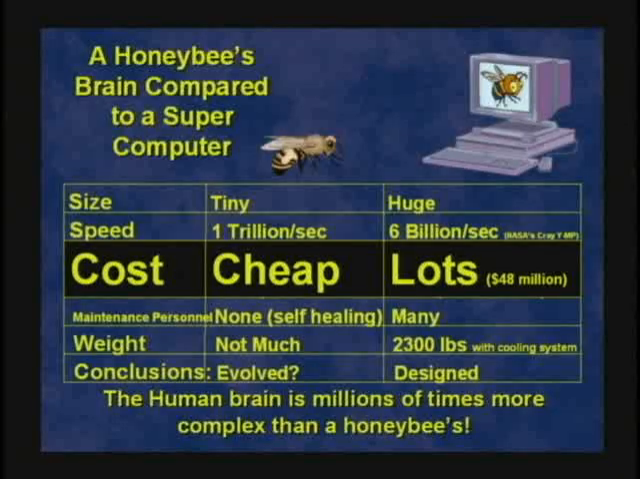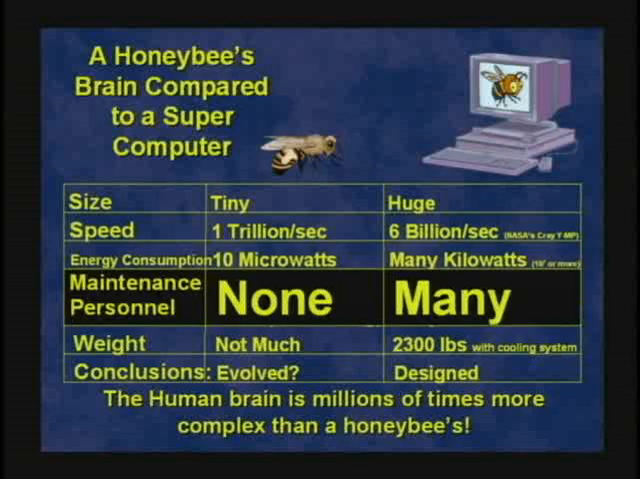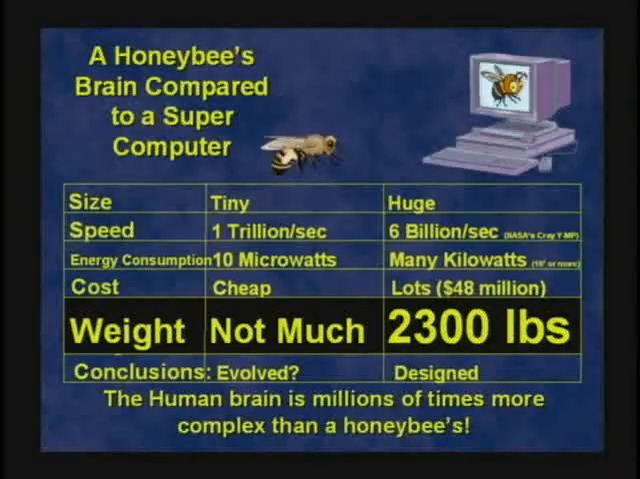The Cray cost $48 million. The honeybee's brain is pretty cheap. You splat them on your windshield all the time, right? Many people scramble when the Cray breaks down. Nobody heals the honeybee. A self-healing computer. Steve, you work on computers. How'd you like one of them? Something crashes, reconfigures itself, fixes it all up, no problem. Cray weighed 2,300 pounds. Honeybee's brain doesn't weigh too much.